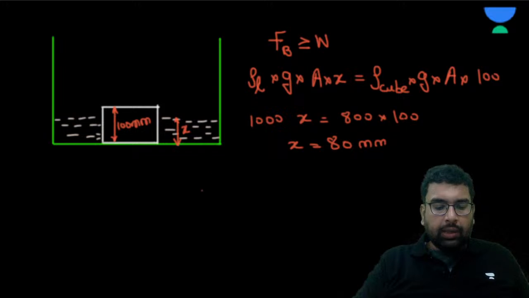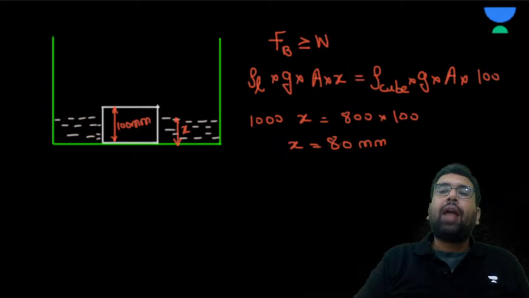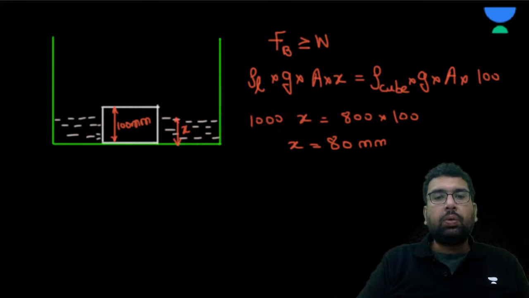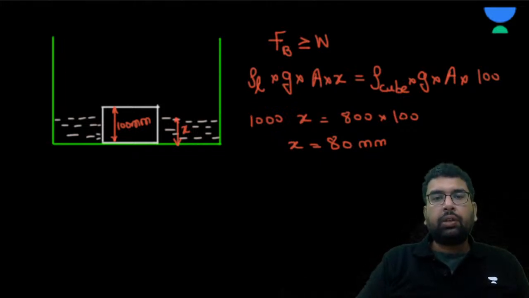So you answered 79.5, 79 mm. So it is actually 80 mm. Understood, beta? It is 80 mm. So at 80 mm, what will happen? If the x becomes 80 mm, the cube will just start to lift up. Understood, beta? The cube will just start to lift up. Right? Please answer me yes or no.